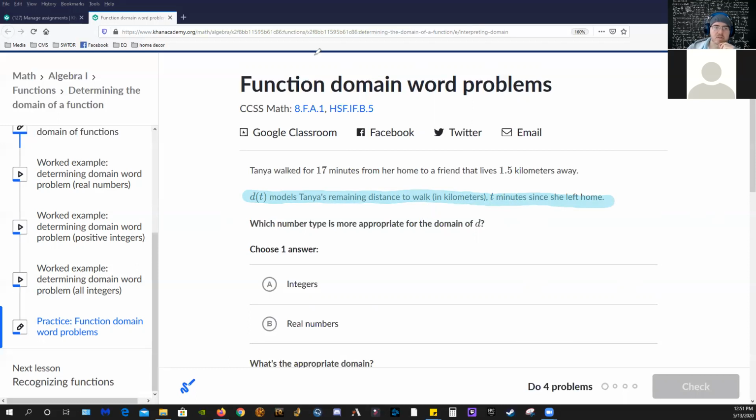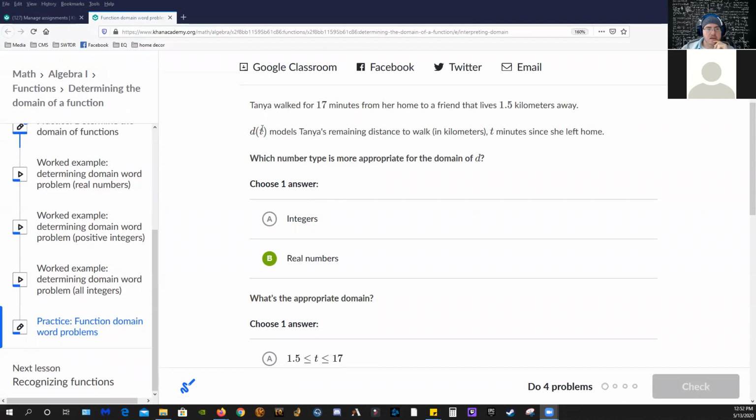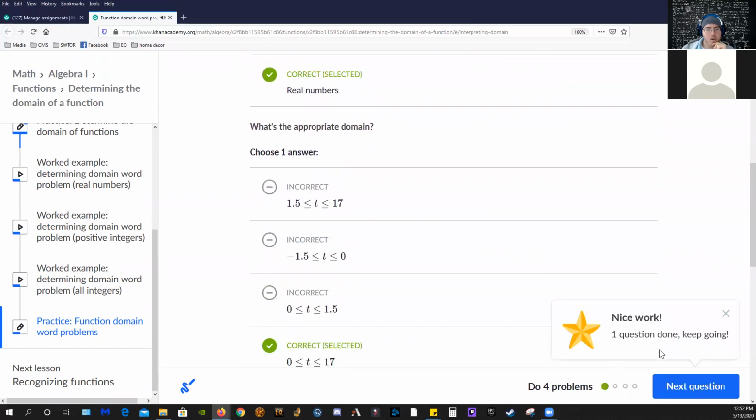Okay, so as soon as it mentions time, I'm going to do real numbers, because time is always running. The domain is the x values. So let's see. Distance is the y, time is the x values. So I guess it'd be 0 to 17. Cool.